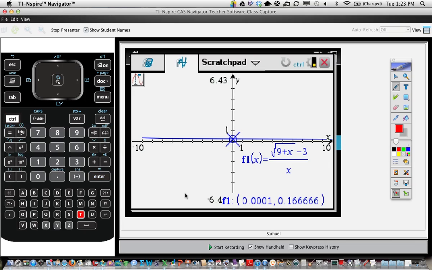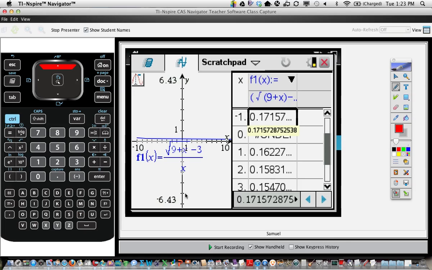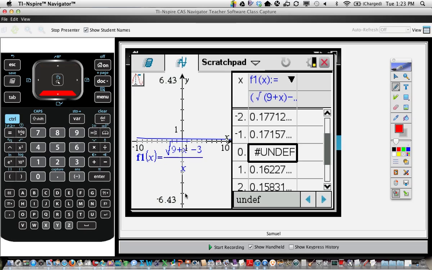Control T. And it brings up a split screen with the table of values. Now, arrow up, because I want to put the 0 right in the middle of my table. Just arrow up twice, right there, stop right there. And I want the 0 to be in the middle of my table. Now again, when x is 0, we know it was undefined, because you can't divide by 0, right? So we want to get close.